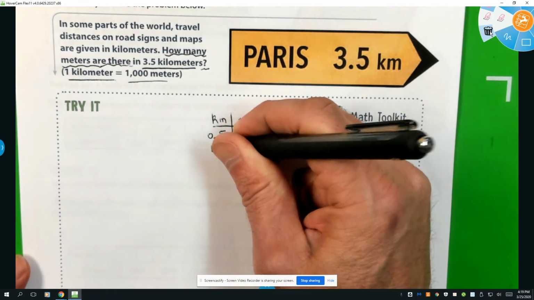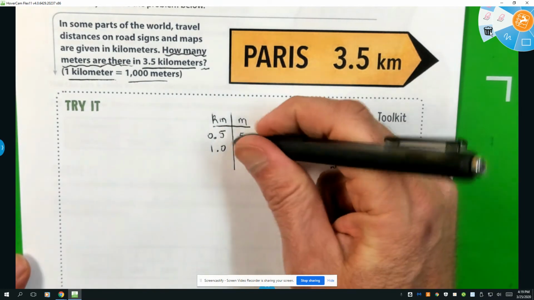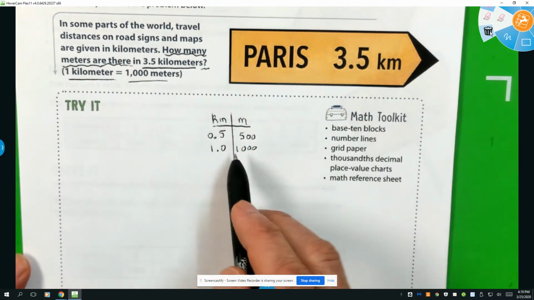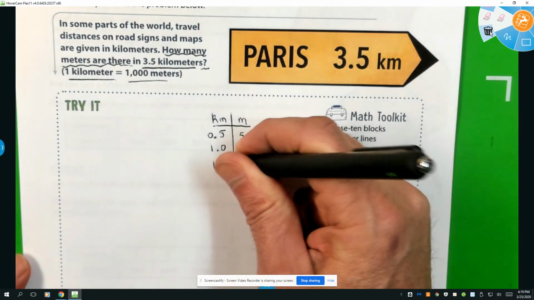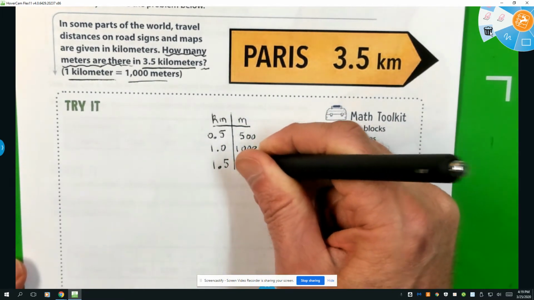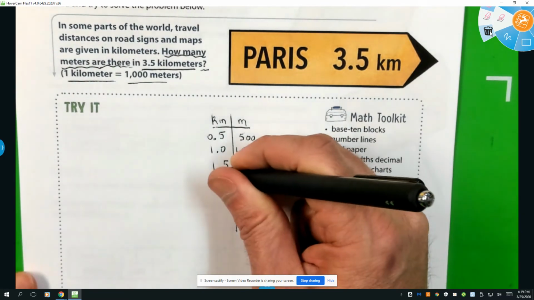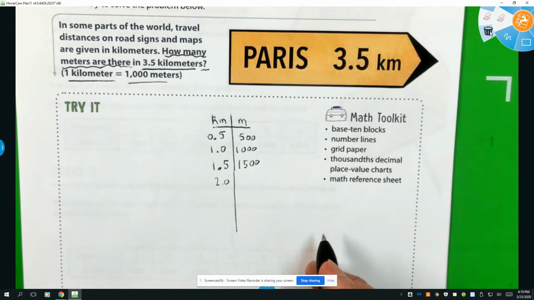Okay, now let's throw the next one in there. 1 kilometer, 1.0. Well, we know 1 kilometer is 1,000 meters. And we know that for every half a kilometer, it's 500. So let's just do our next one. 1.5 kilometers equals 1,500 meters. And I'm going to make this much longer. Okay, 2 kilometers, what's it going to equal? Pause if you need to.